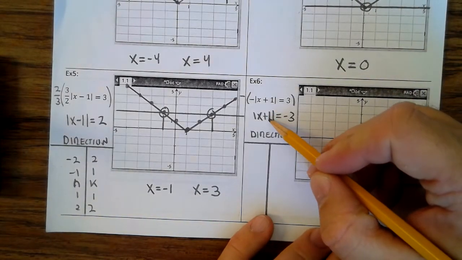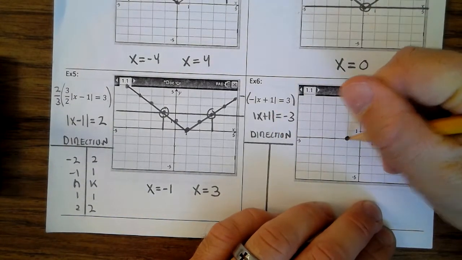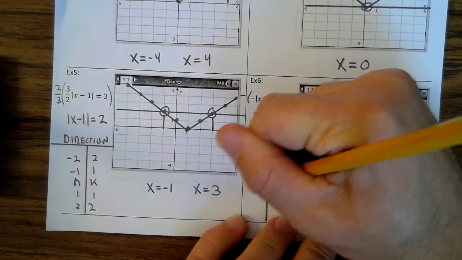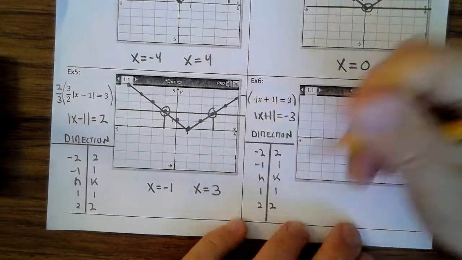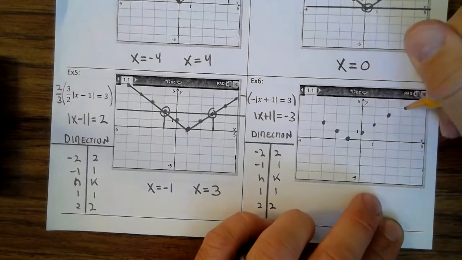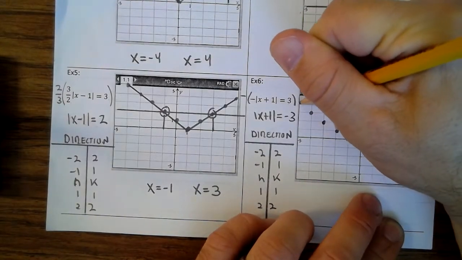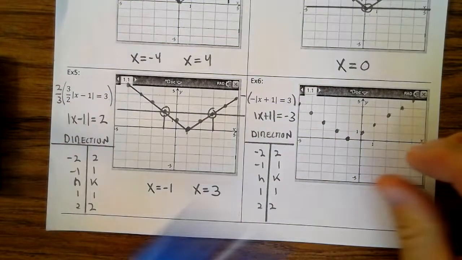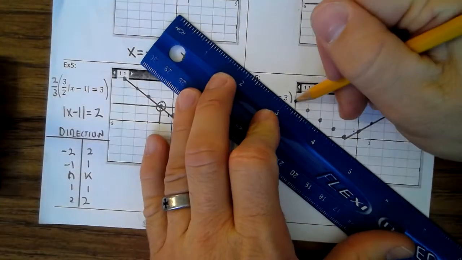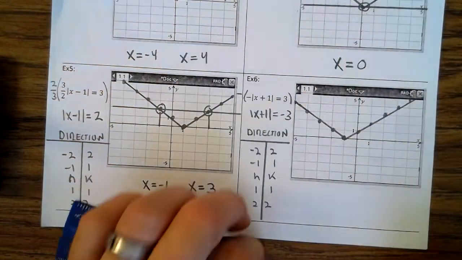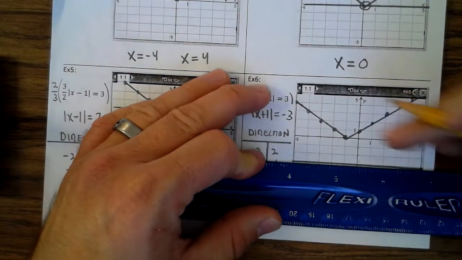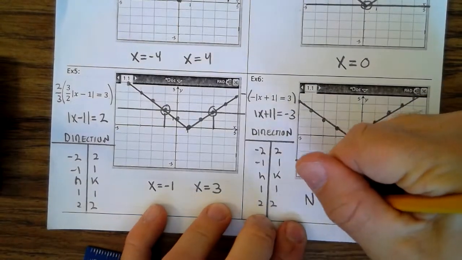We know our vertex, the +1 means we go left 1. And then we graph by direction: -2, 2, -1, 1, 0, 0, 1, 1, 2, 2. So left 2 up 2, left 1 up 1, and so on. Now we graph a horizontal line at -3. We can see here that they do not intersect, so no solution.